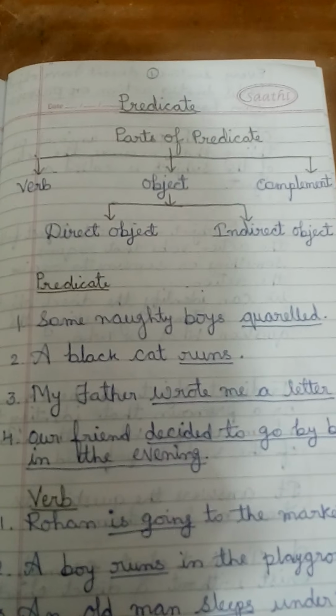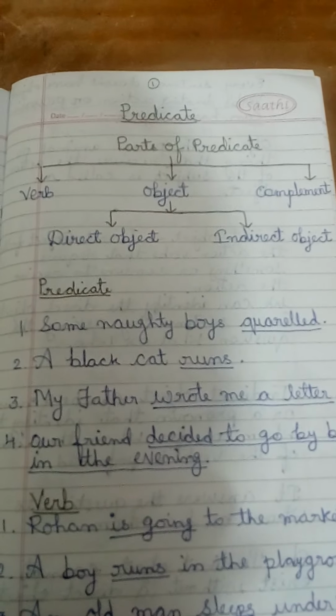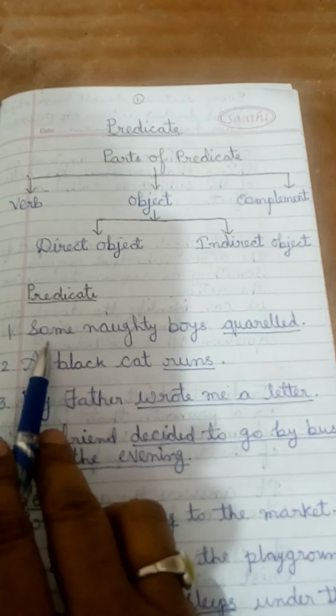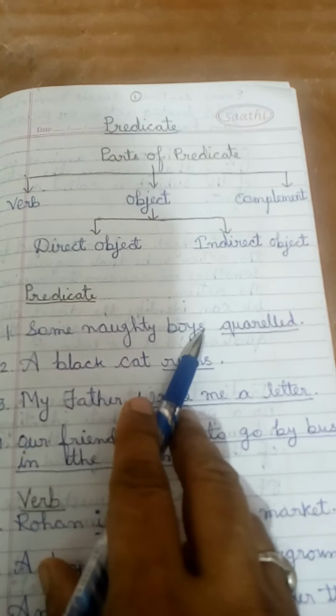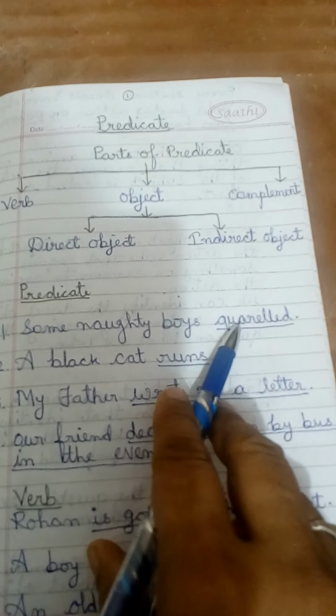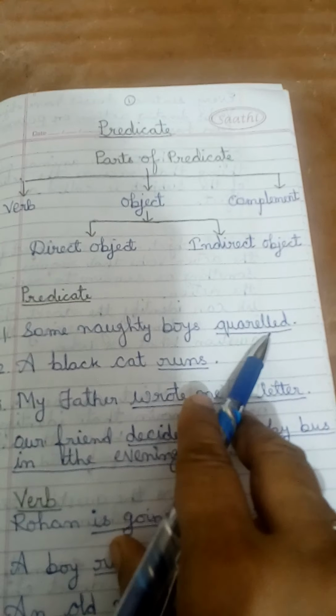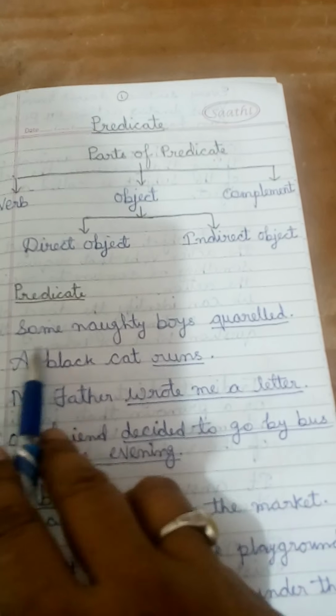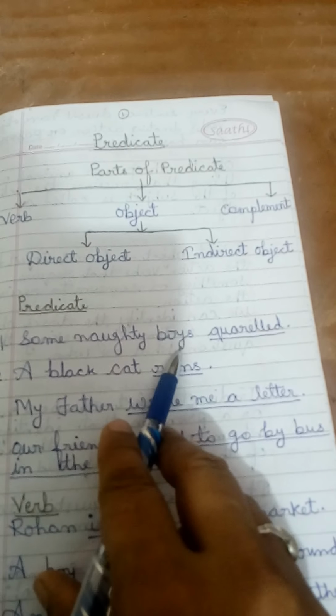Today I will teach you predicate. So what is predicate? We will see. Take some examples. Some naughty boys quarreled. See, in this sentence what do we observe? The underlined word quarreled tells us something about the subject in the sentence. As we know, some naughty boys are the subject.